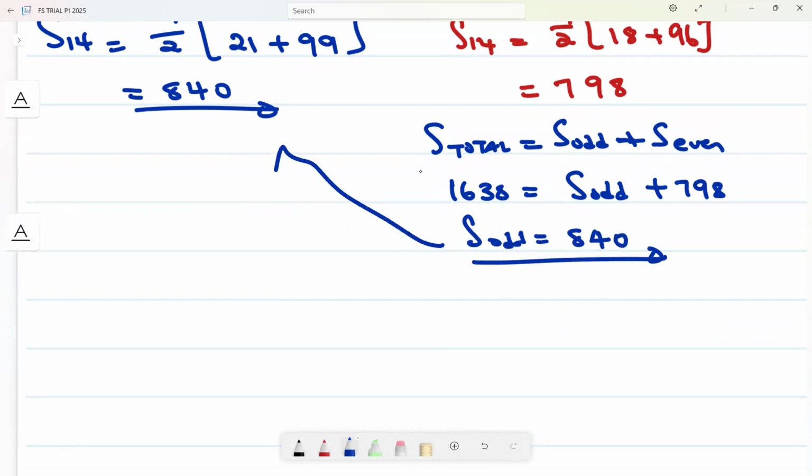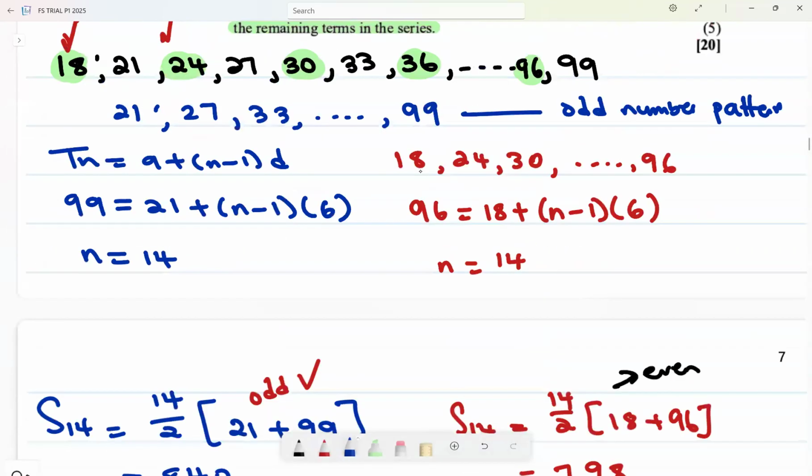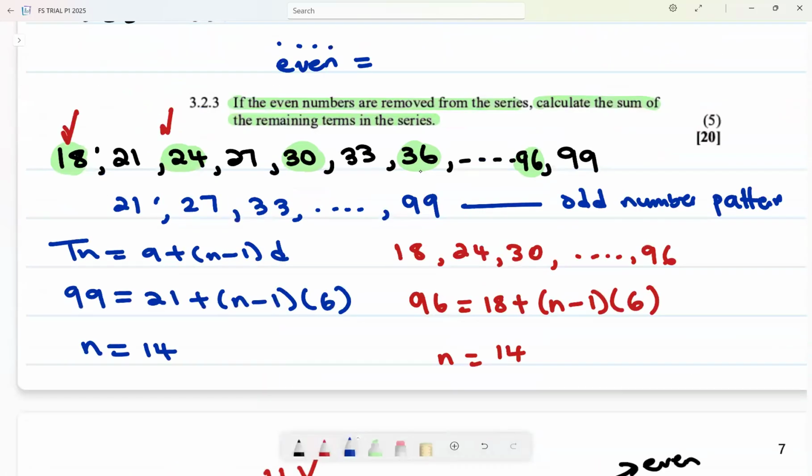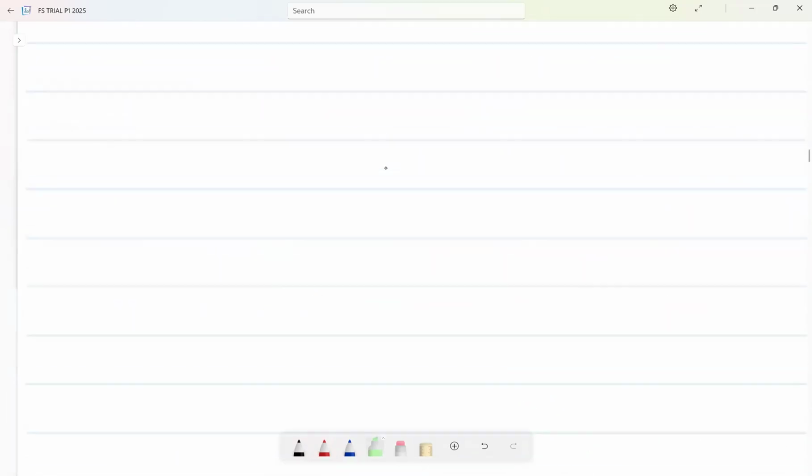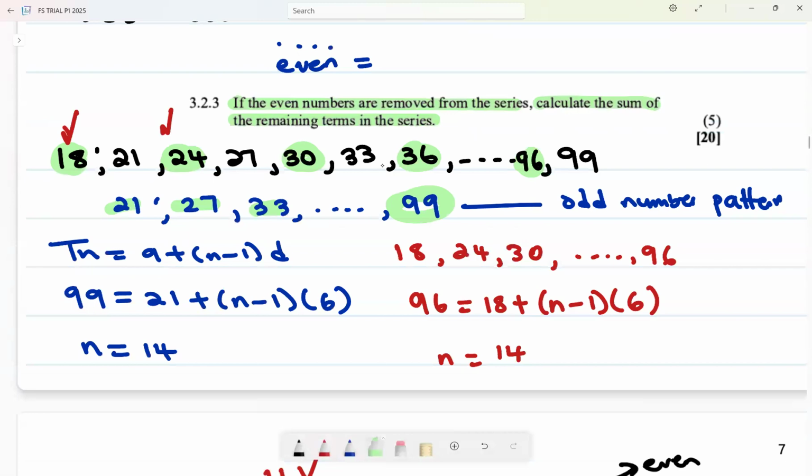So can you see the answer is the same? But preferably just remove the even, and then try to create a number pattern of the remainders. You need the first 3 terms, I guess, and even if you don't know the last one, it's fine. But you need to know it because you need to find the number of terms n. So that's that for this question, guys. I think it was the last one. Yes, it was the last one for the number pattern.